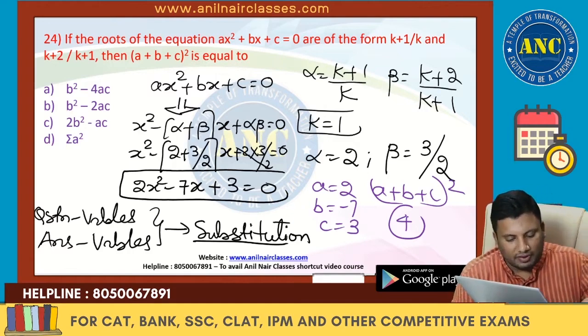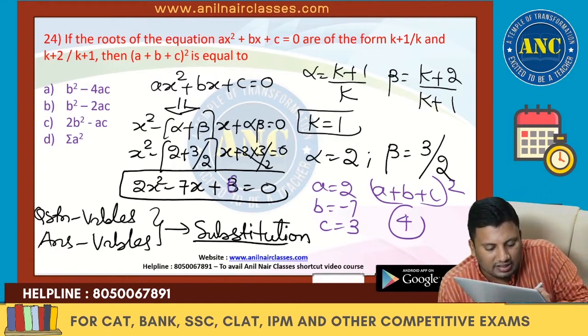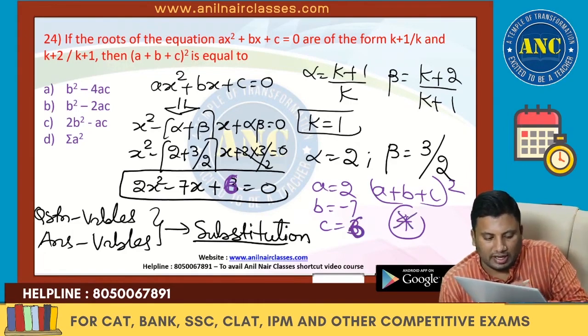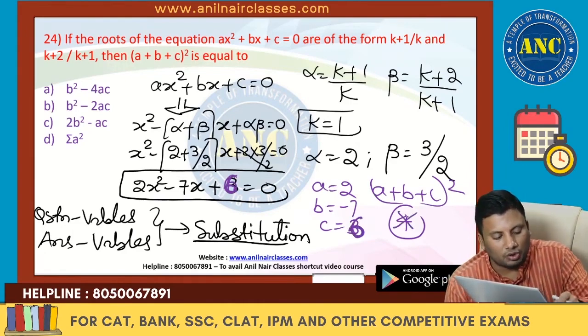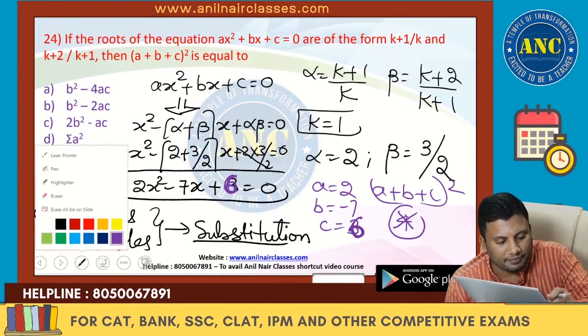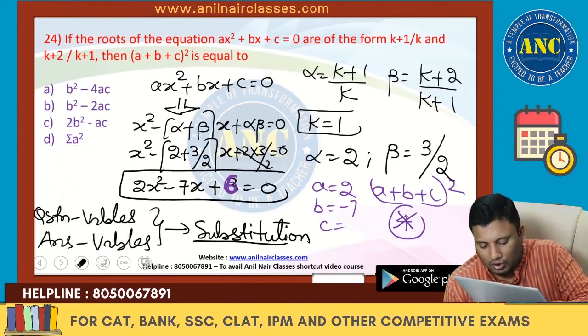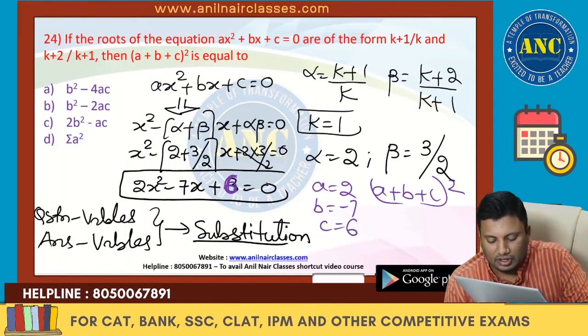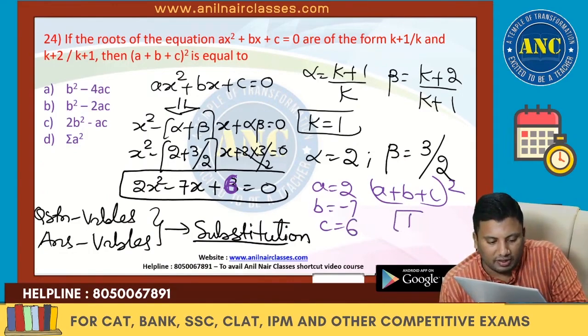Oh, here we did a mistake. Here it is 6. So here it will not be that, because 2 into 3, here it will be 6. It is 8 minus 7, 1.